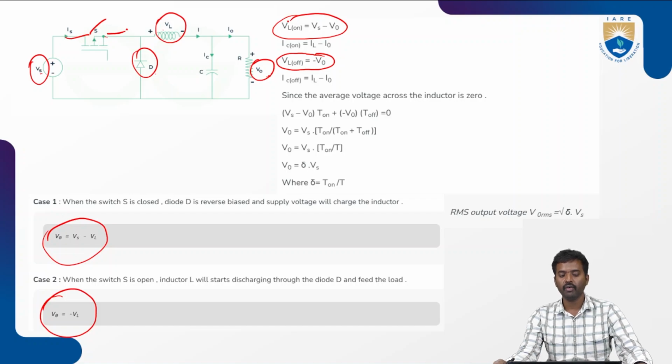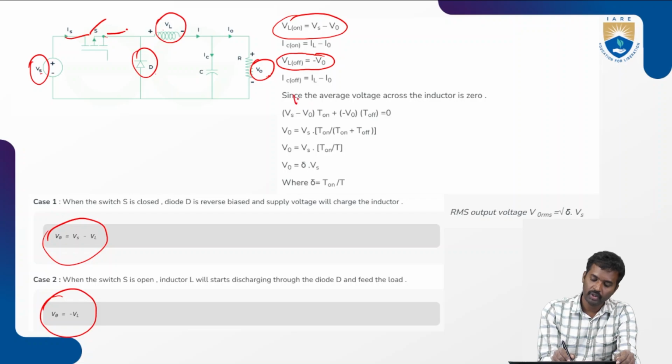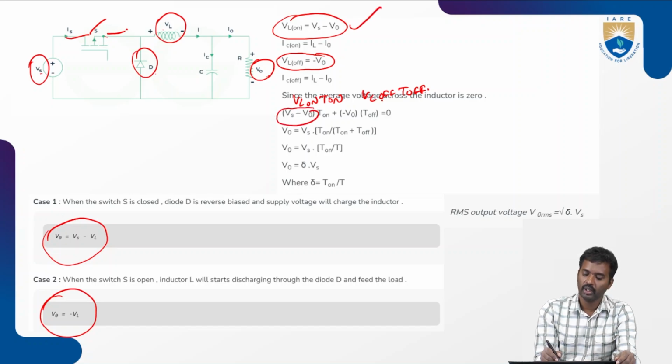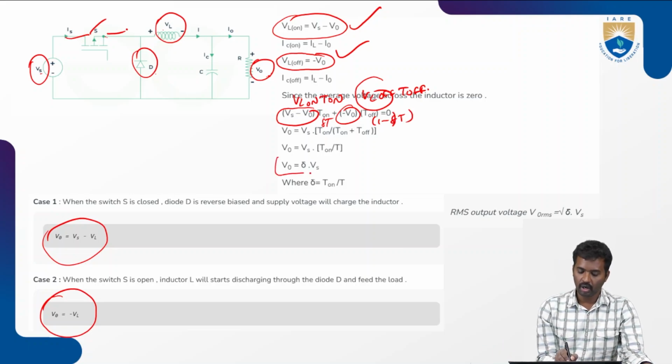So now we know very well about volt second balance. That is, VL on, T on, and VL off, T off. Here this is VL on and VL off is this one, and T on means delta T, and this is 1 minus delta T. So from this, the output voltage equals V naught equals delta into Vs.